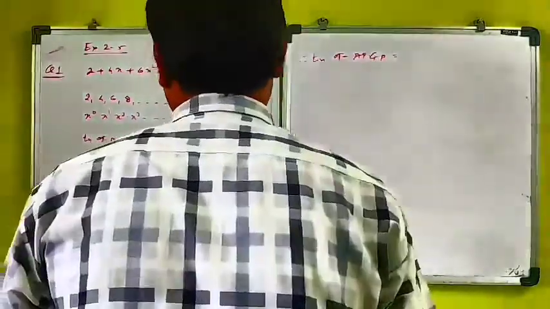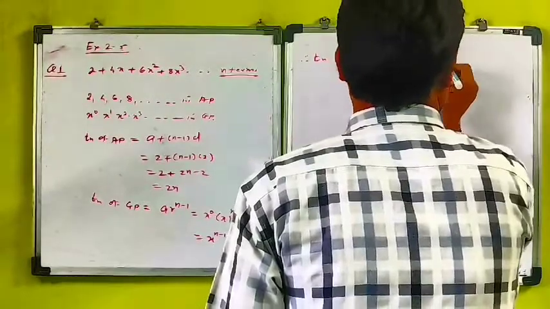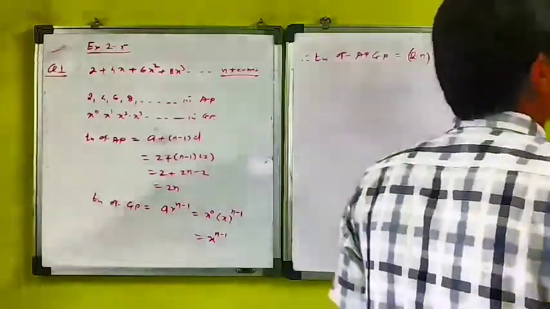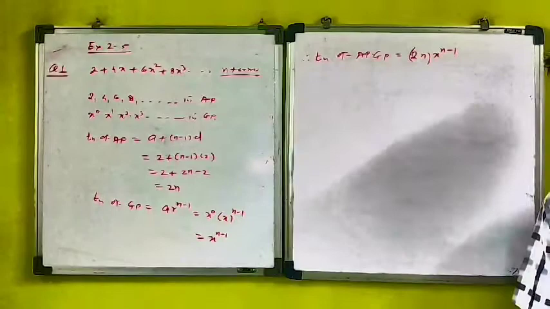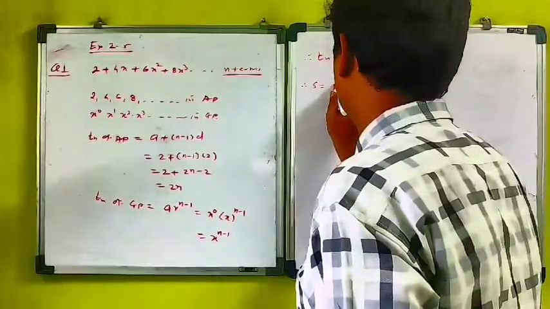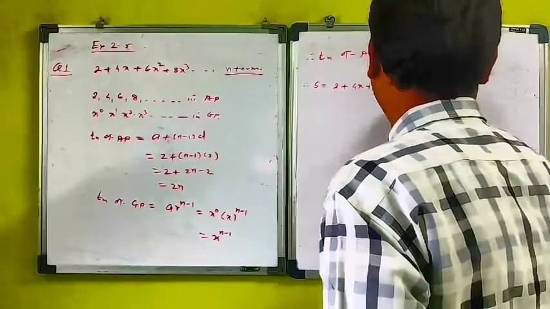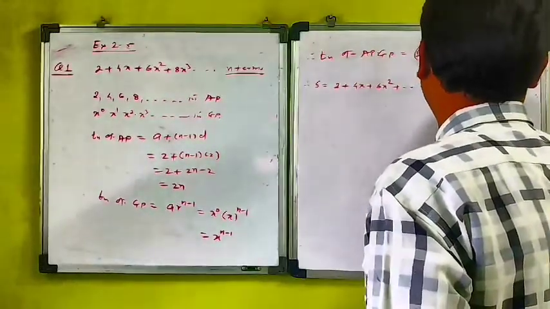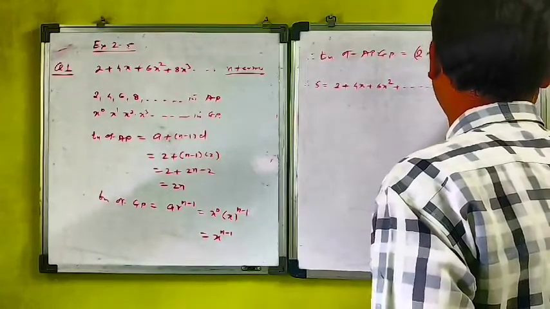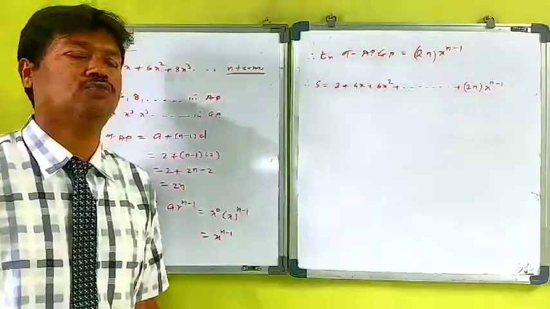What is Tn of APGP here? It is 2n x to the power n minus 1. So that is the Tn of the APGP. Therefore, we can write S equals 2 plus 4x plus 6x squared plus ... plus 2n x to the power n minus 1, like this. And then you have to form the method.